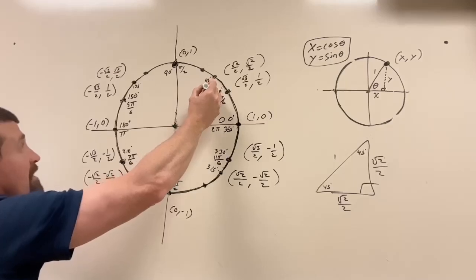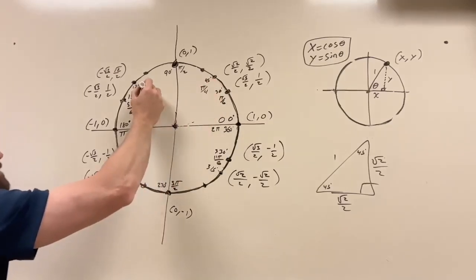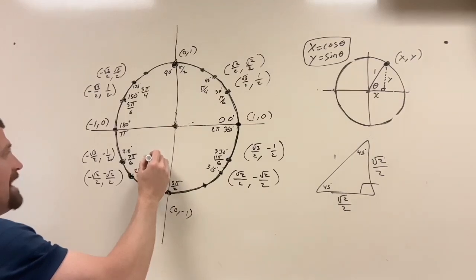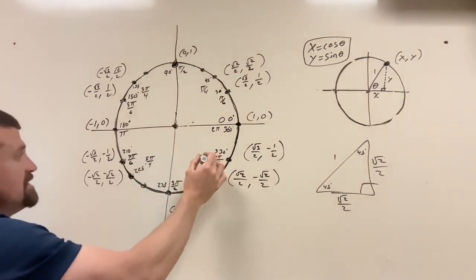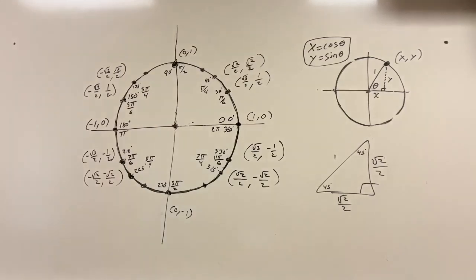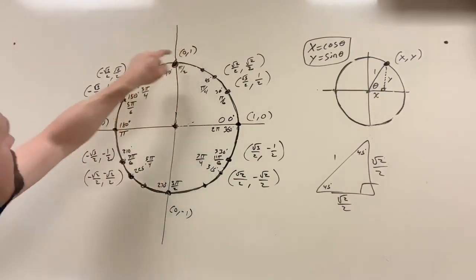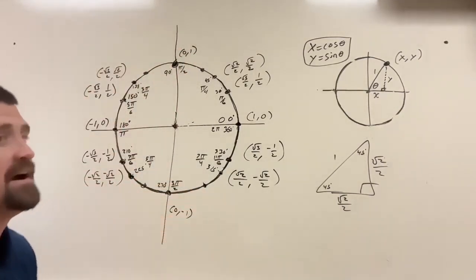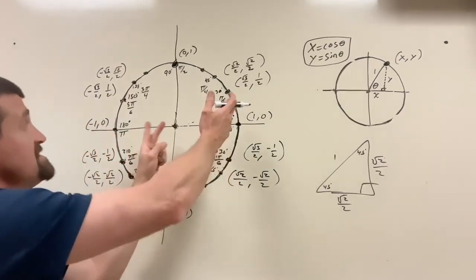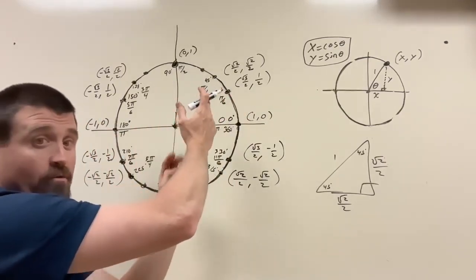So this one's pi over 4. This one's going to be 3 pi over 4. This one's going to be 5 pi over 4. This one is 7 pi over 4. Okay? And that only leaves these 4 points. All right, and they're all reference angles 60. So it's that same 30, 60, 90 triangle, just turned the other way.